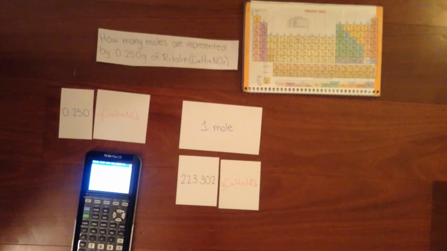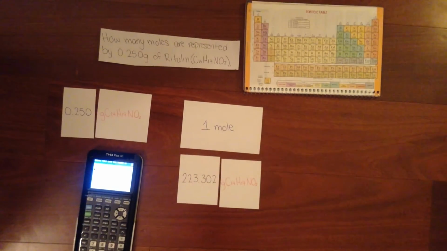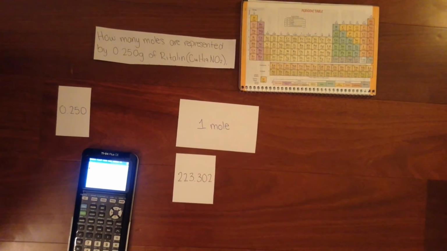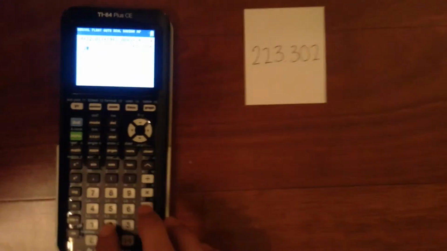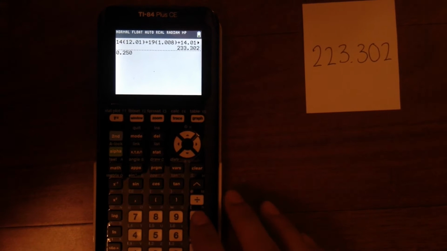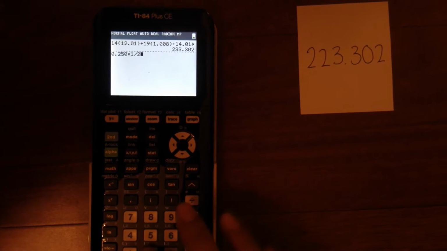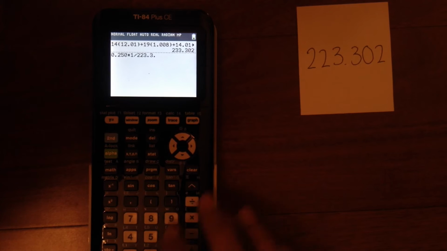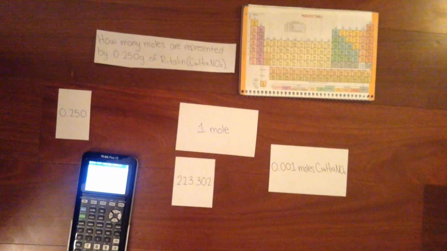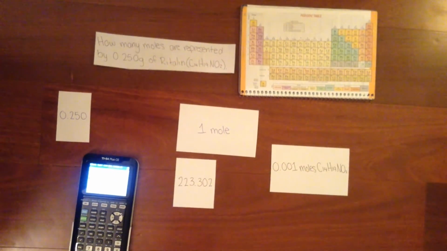This would cancel out the C14H19NO2 grams. Then multiply the equation and you would get 0.001 moles of C14H19NO2. Another way of using moles is by finding the volume.